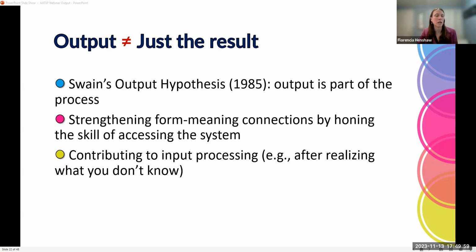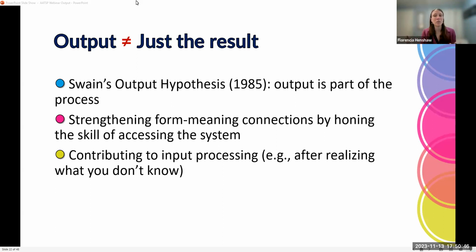Another sort of indirect way in which output contributes to developing the system is that it might help with input processing. So that means that when you're trying to say something, that is where you become the most aware of what you don't know yet, or you only partially know about the target language. Sometimes when we are understanding someone, we can do that without paying a lot of attention to the details of the language. Not always, but a lot of the time, right? And so this is why sometimes we understand a lot more than we can say. So when we're trying to say something, that's when we realize a little bit of the shortcomings of our system, right? Of the parts where the connections are not very strong.